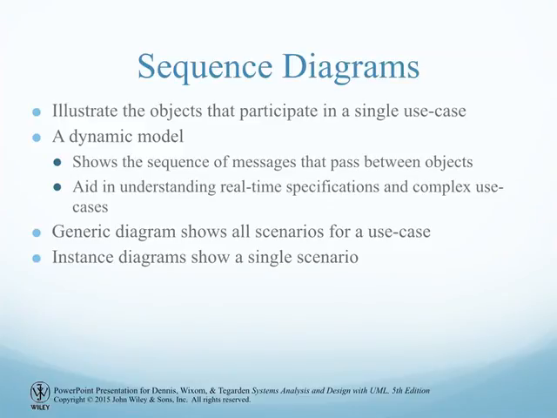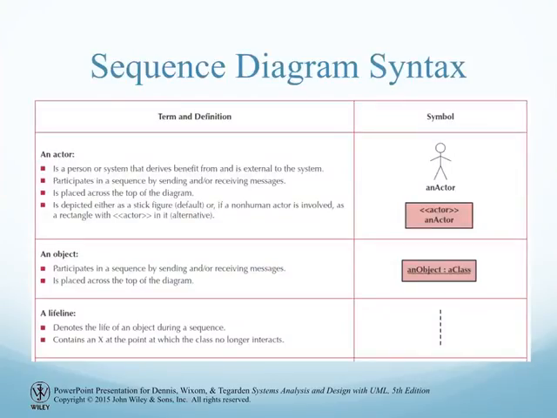What is passing back and forth? What needs to be passed? What information is important before you can actually be sending data back and forth? There are two types. There's generic and instance. Generic shows all scenarios for a use case, and that can be pretty big. Instance diagrams show a single scenario, an instance, if you will, and that's what we're going to focus on for this. So the sequence diagram, some of these will be pretty simple and similar to what you're used to.